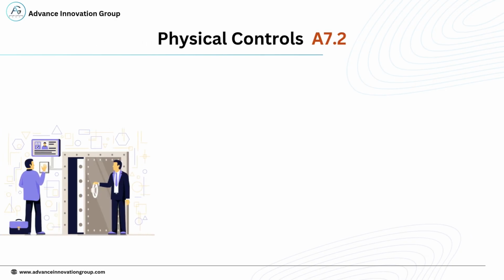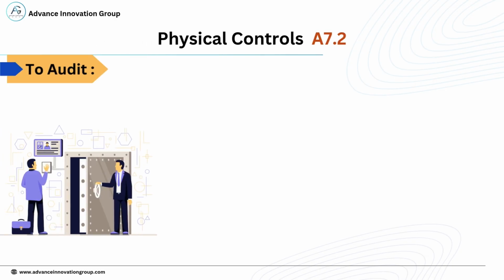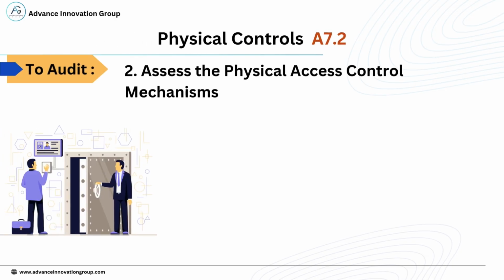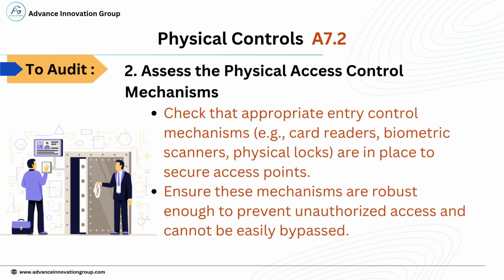Physical controls of 7.2. To audit. 2. Assess the physical access control mechanisms. Check that appropriate entry control mechanisms, e.g., card readers, biometric scanners, physical locks, are in place to secure access points. Ensure these mechanisms are robust enough to prevent unauthorized access and cannot be easily bypassed.